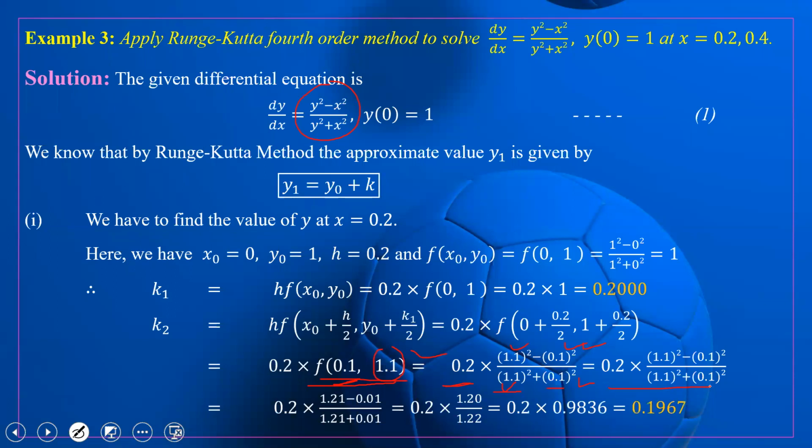So 1.1 squared is 1.21, minus 0.1 squared, which is 0.01, over 1.21 plus 0.01. If we simplify it, the numerator is 1.20 and the denominator is 1.22. Simplifying this again, it is 0.9836 multiplied by 0.2. We are getting 0.1967. So this is the value of K2.